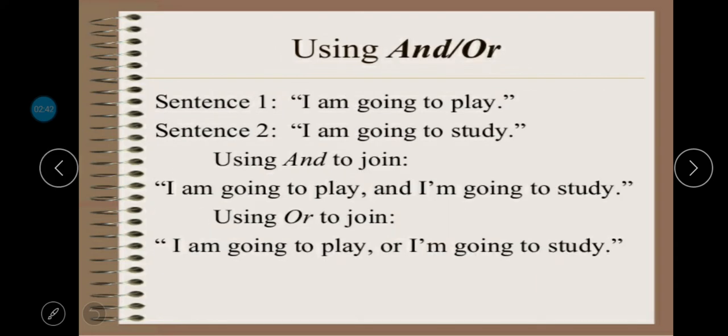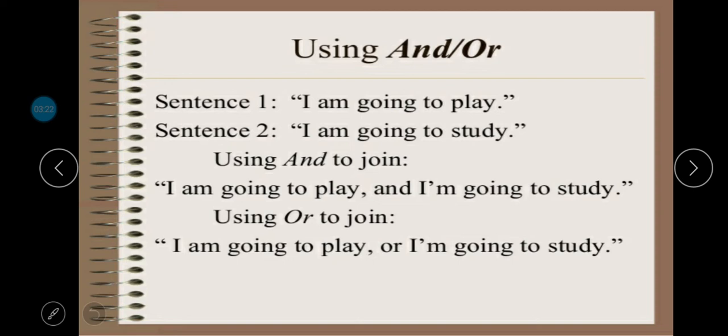So, children, what is the difference between the two sentences? I am going to play and I am going to study. This gives us the notion that I will be going to play also, and I'll be going to study also. So, the two sentences are joined by the word and, which depicts two different things which are taking place or which will take place.